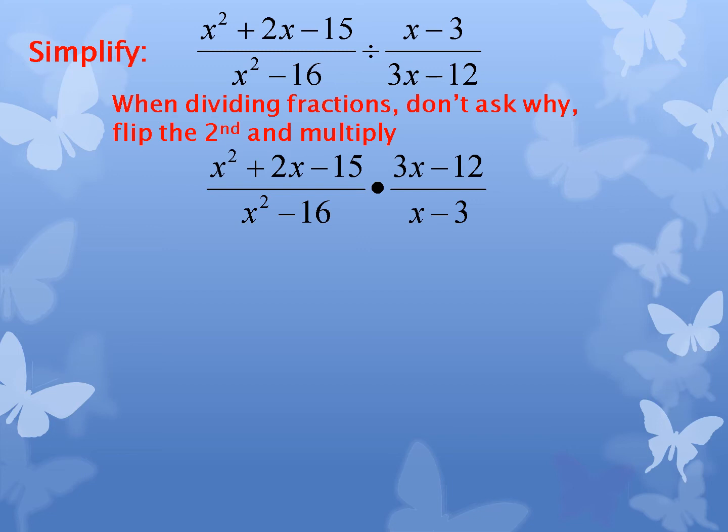And then down here we have a difference of two squares. So it's going to be an x plus and x minus, and it's going to be (x plus 4)(x minus 4).